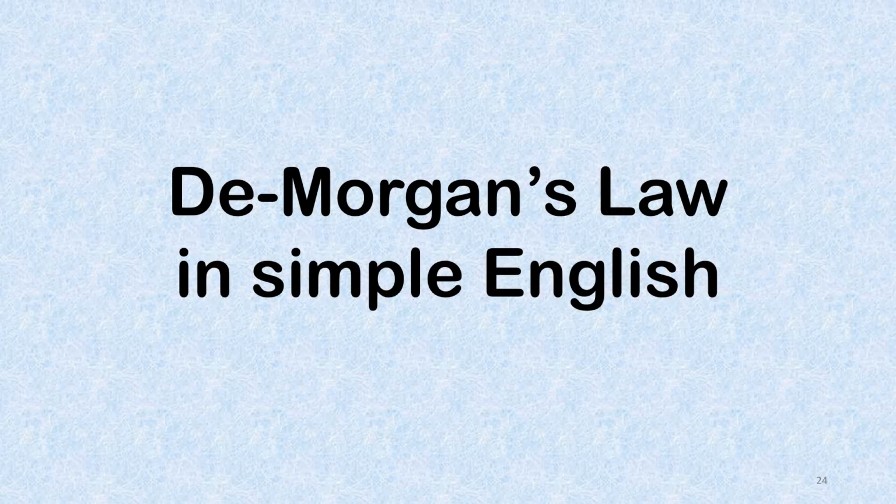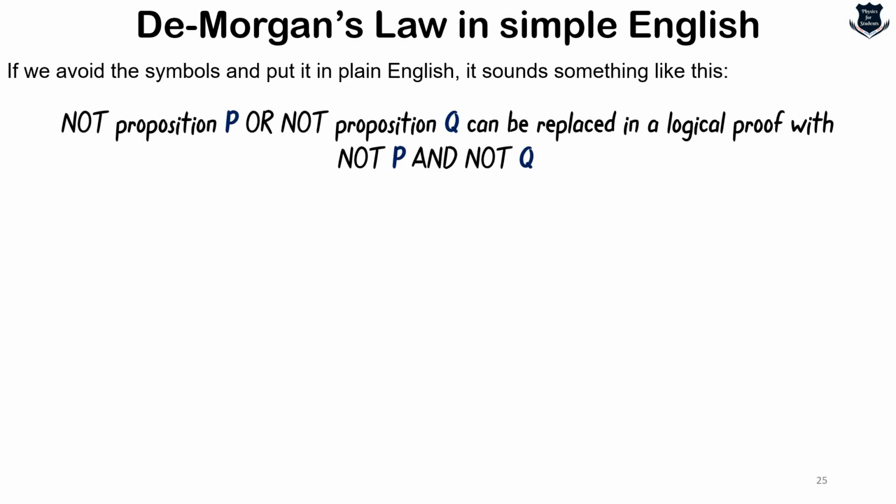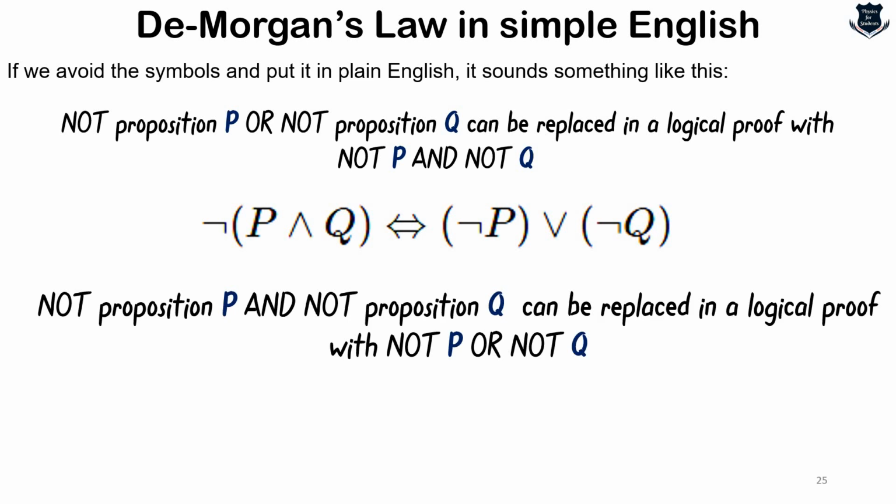The question is, De Morgan's law, can we use it in simple English? Because as I have stated in my earlier videos on proof writing, whenever you're writing a mathematical proof, it is nothing but using the same simple English in mathematical notations. So if we write something like this, not proposition P or not proposition Q can be replaced in a logical proof with not P and not Q, and this is how you do. Again, not proposition P and not proposition Q can be replaced in a logical proof like this with not P or not Q, which is written as this.